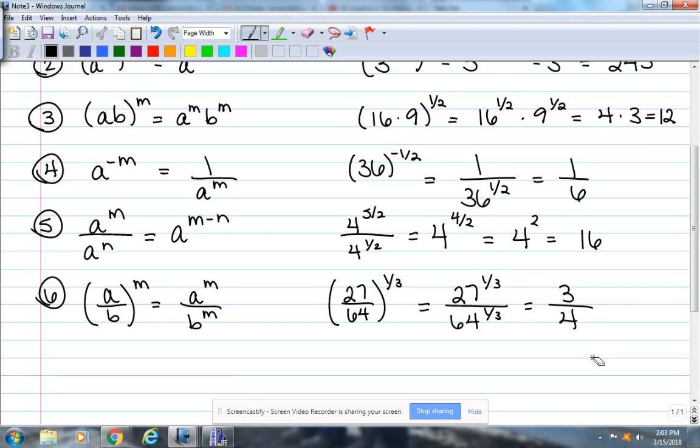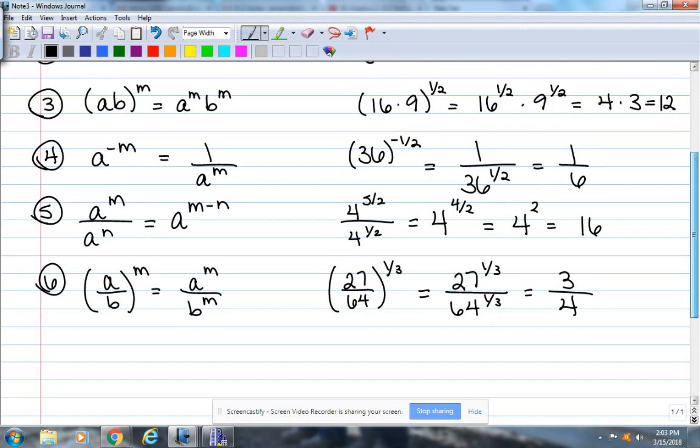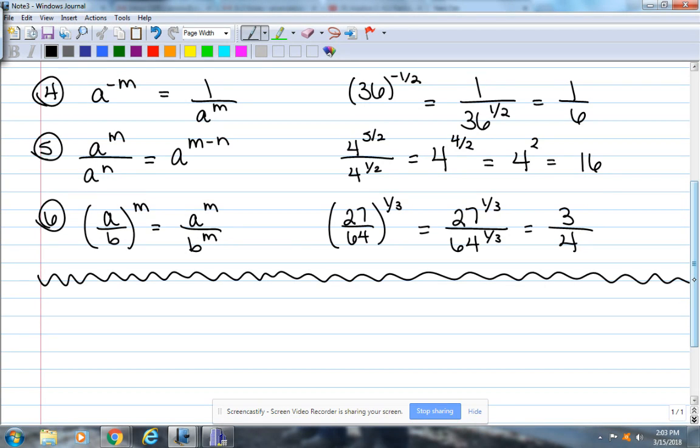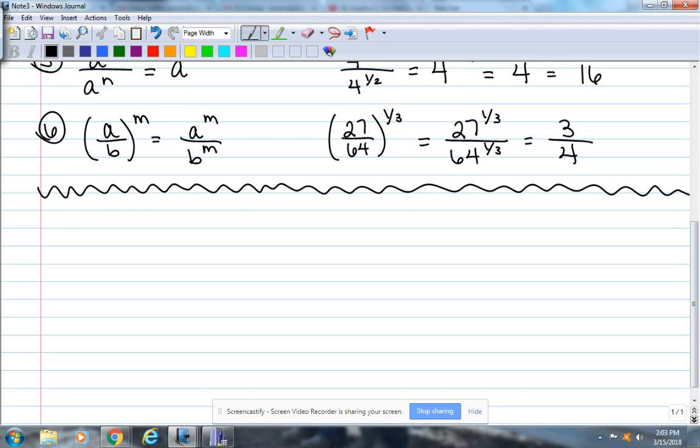So that is just kind of a summary of all of our exponent properties. So we are going to do some examples now. So that's just a little summary for you of everything for our exponent properties. And now we're going to start actually simplifying expressions.